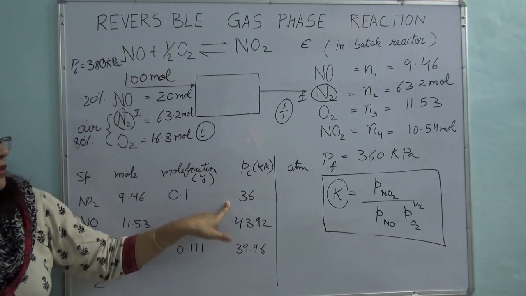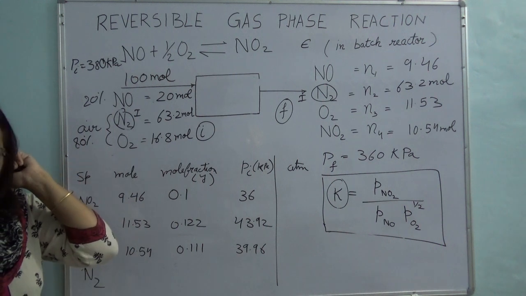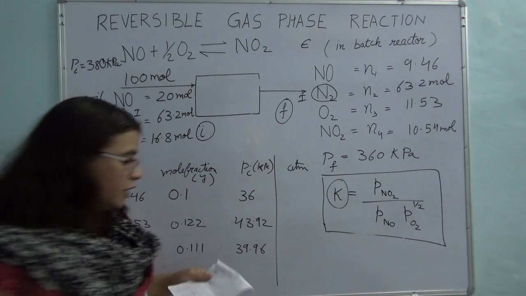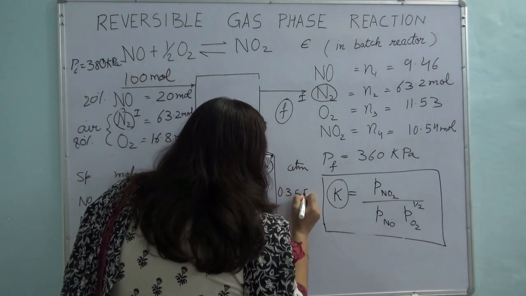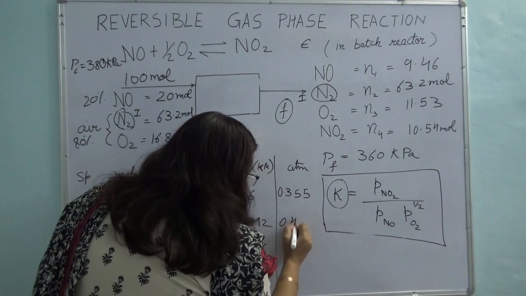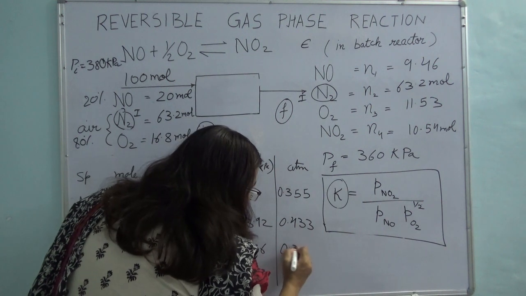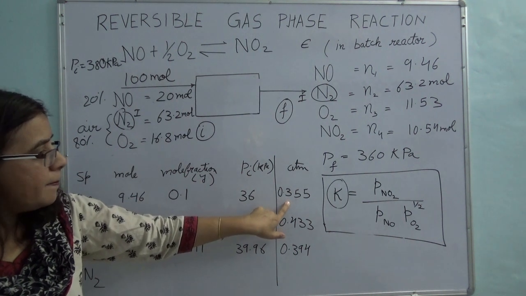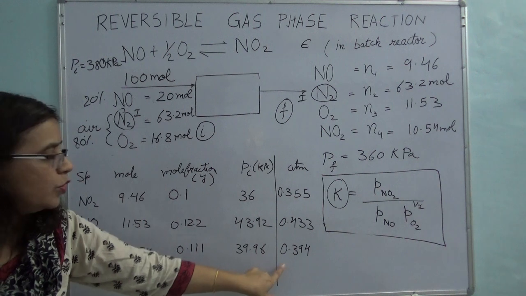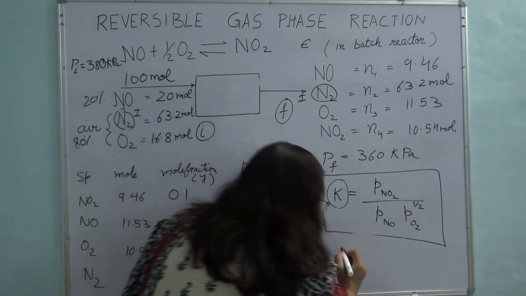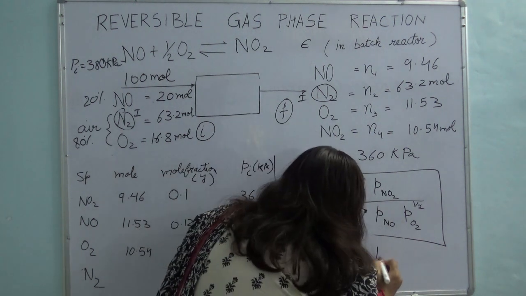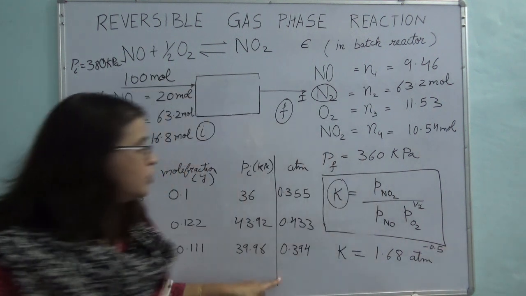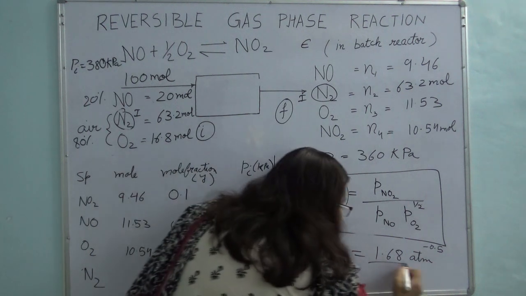I know the conversion factor: 1 atmosphere is equal to 101.325 kilopascals. Making use of that, I convert it into atmosphere. So this is 0.355 atmosphere, this is 0.433, and this is 0.394. These are just calculations. Now I have partial pressures PNO2, PNO and PO2. Put these in this equation and find the value of K, which comes out to be 1.68, and its units are atmosphere raised to minus 0.5. So this problem is done. I have calculated my K value.